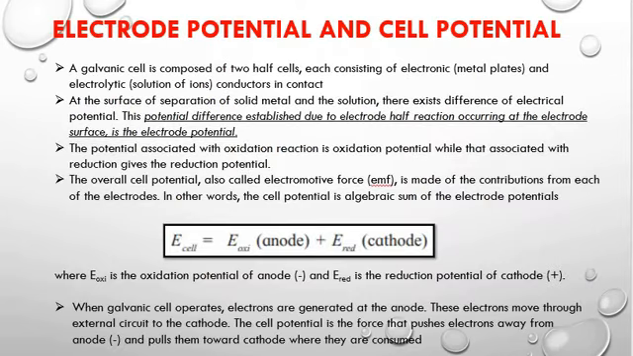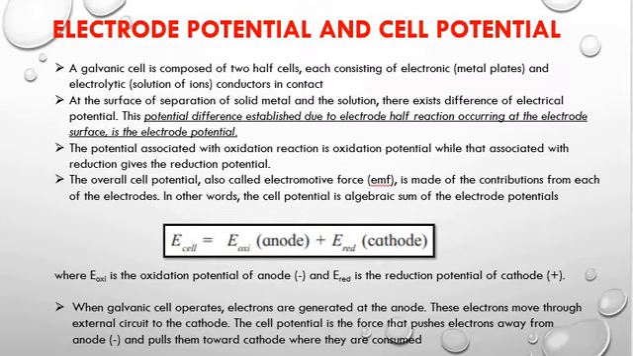Now, electrode potential or cell potential. A galvanic cell is composed of two half cells consisting of metal plates or electrodes, and they are dipped in the electrolytic conductors in contact. So, at the surface of separation of solid metal and the solution, there exists a difference of electrical potential, and this potential difference is established due to the electrode half reaction occurring at the electrode surface, and this potential difference is called electrode potential.